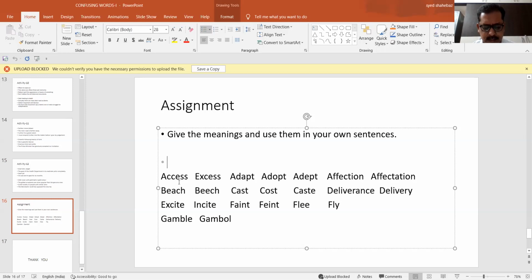Excess. EXCESS. Excess means more than necessary. Next, adapt. ADAPT. Adapt means adjust. Second word, adopt. ADOPT. Adopt means acquire. Third word, ADEPT. Adept means skilled.